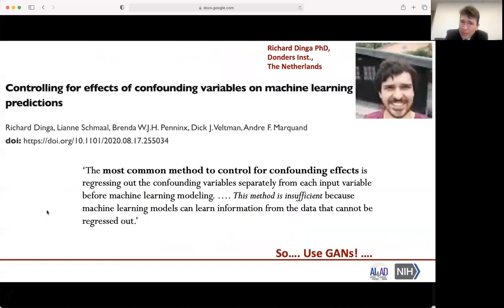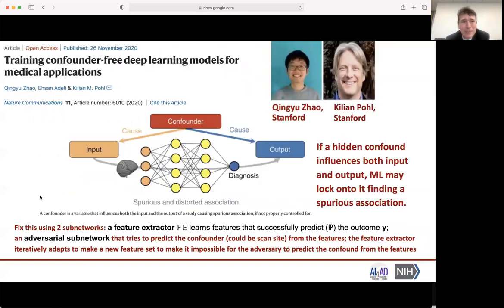So one of the ways that we control for confounders in normal statistical modeling is we regress them out. But as this paper by Richard Dinger mentioned, it's extremely difficult to remove all the confounding effects from a data set of images. And it's really insufficient because deep learning methods can also still find features in that data that might be associated with a confound, even though you think that you've regressed them out.